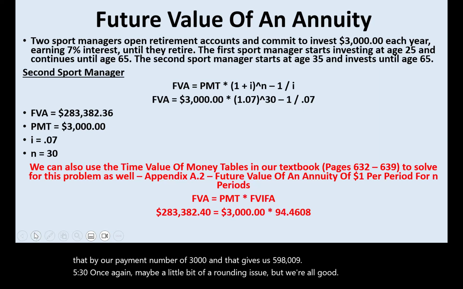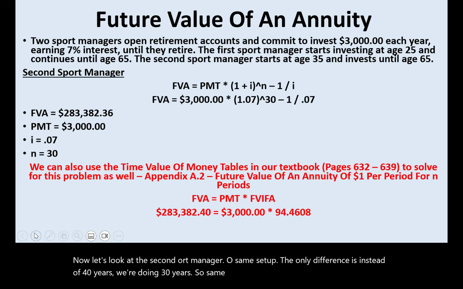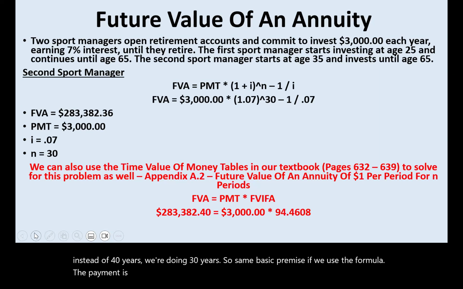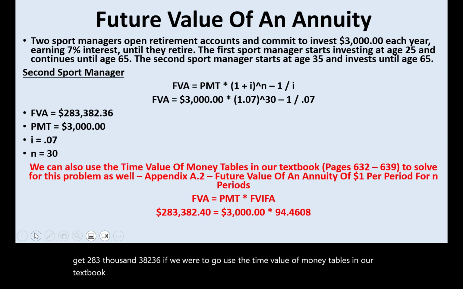Now let's look at the second sport manager. So same setup. The only difference is instead of 40 years, we're doing 30 years. So same basic premise. If we use the formula, the payment is 3,000. The interest rate is 0.07. The number of periods is 30. And we should get 283,382.36.